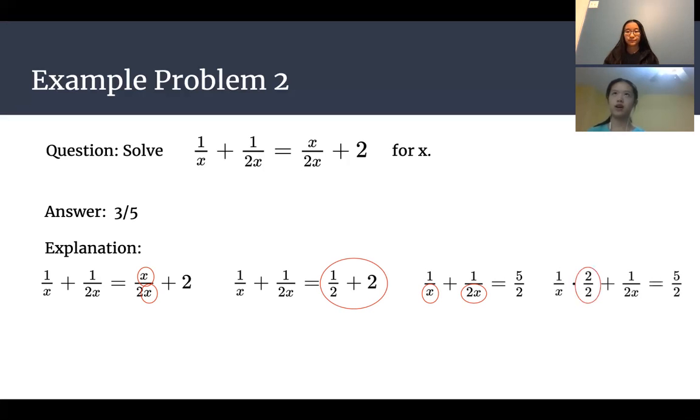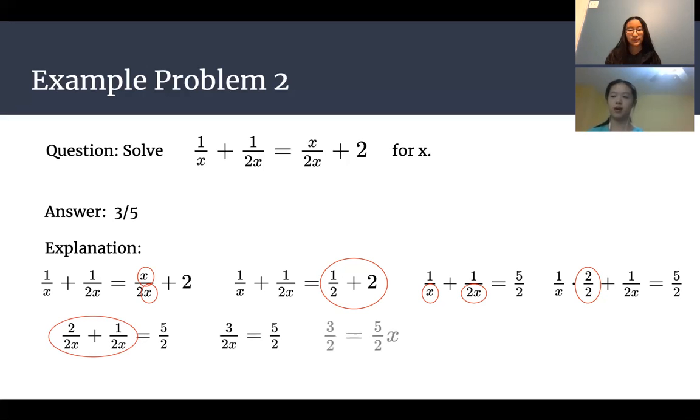And now we want to try to add the fractions on the left side by combining them. And in order to add fractions with different denominators, we have to make the denominators the same. So we multiply the 1 over x term by 2 over 2. And that gives us 2 over 2x. That gives us 2 over 2x plus 1 over 2x equals 5 over 2. And then we add those to get 3 over 2x equals 5 over 2.